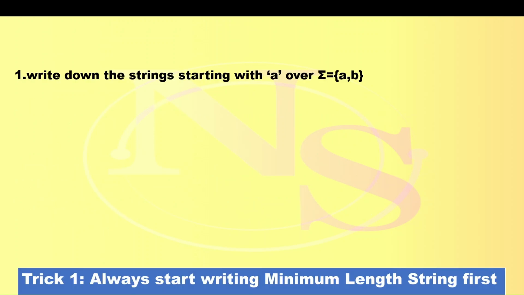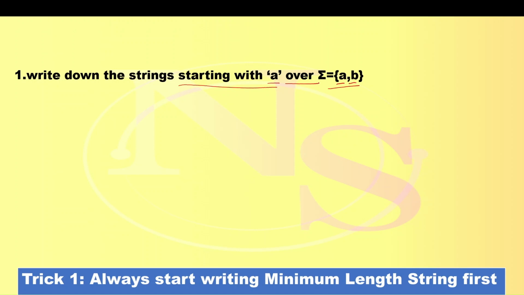First question: write down the strings starting with A over sigma = {A, B}. From the given question, identify the condition. Condition is we need to write down all the strings which start with A over sigma = {A, B}. First point, over sigma {A, B} means what? Strings which we are going to write should contain only A and B. That's the meaning of over sigma alphabet.